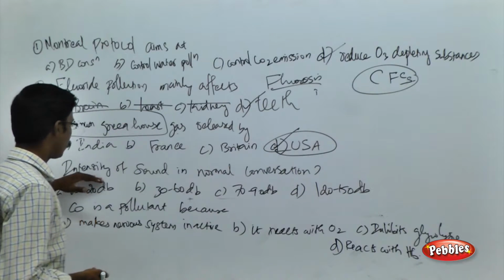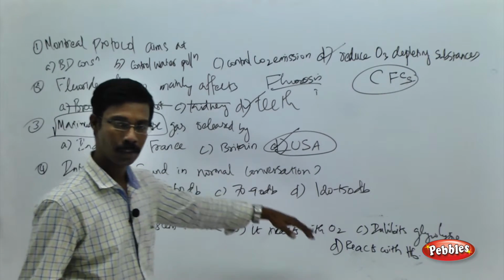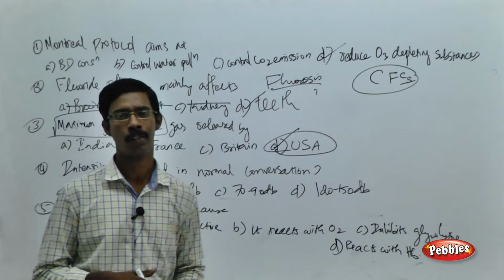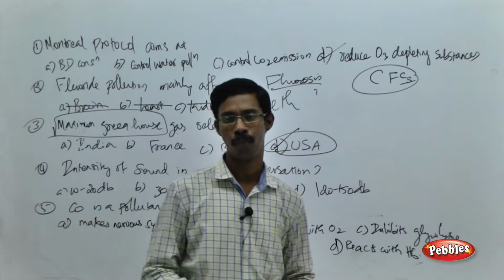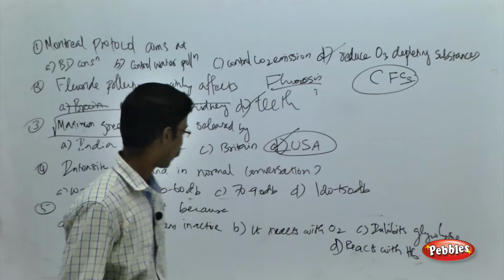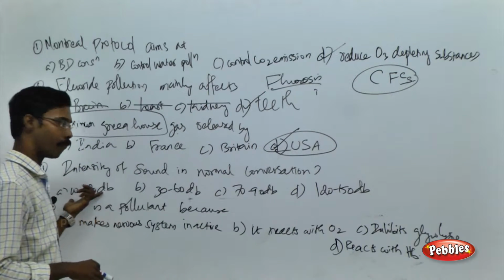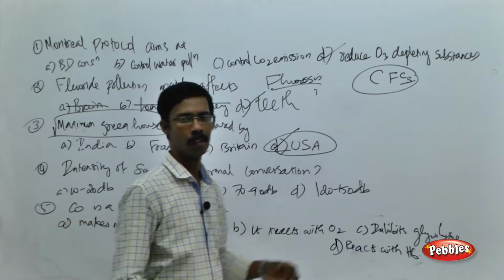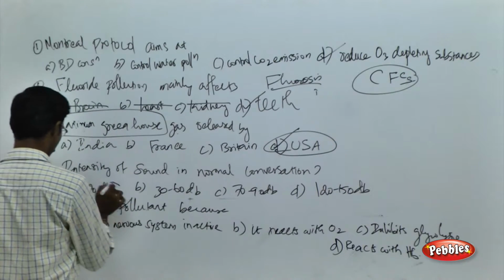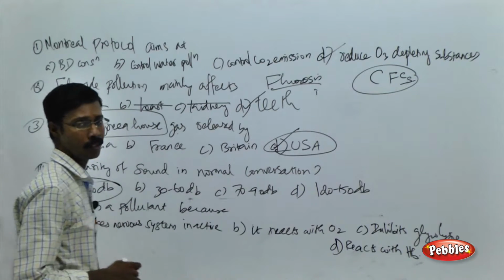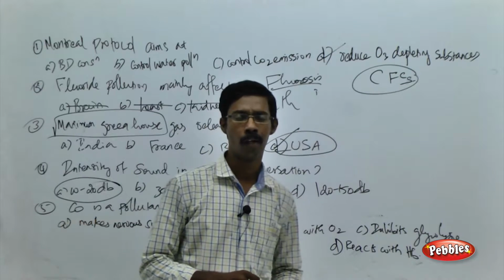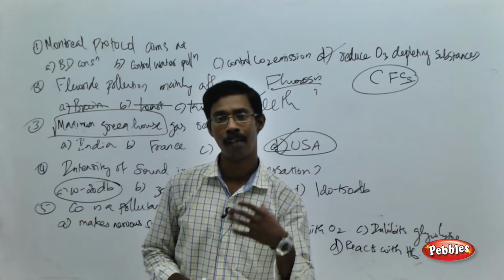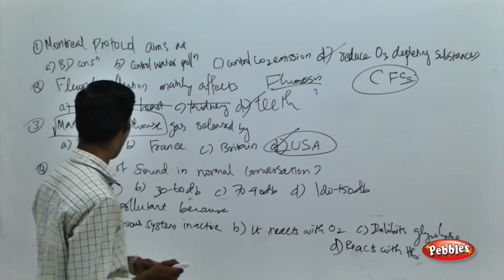Fine. See the next question: the intensity of sound in normal conversation. Here we are talking about the sound level. As I told you, we can measure the sound level by means of the unit called decibel, and see the levels: 10 to 20, 30 to 60, 70 to 90 and 120 to 150 decibel. And as I told you, we cannot hear 10 to 20 decibel. The human ear cannot perceive that sound. That is the point you have to remember.